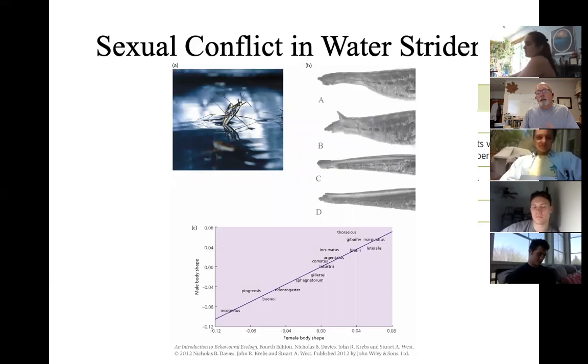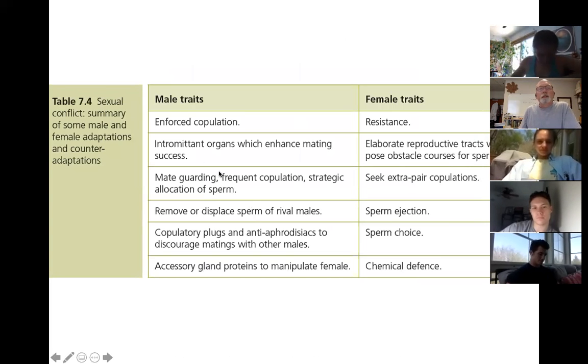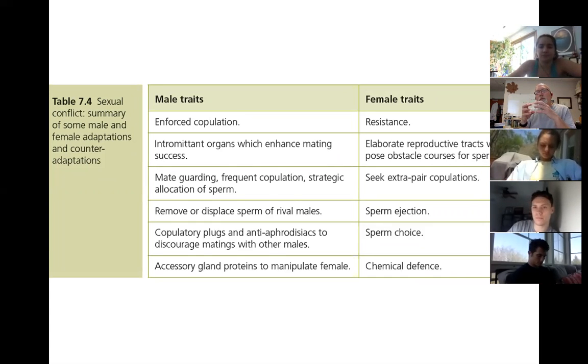How does that apply at the mating phase? Yeah, I'm confused about how this example applies to the things that we were just looking at in that chart. So in this case, it would be intromittent organs that enhance male mating success and elaborate reproductive tracts that pose obstacle courses for male sperm. That can be internally in terms of the evaginations of the reproductive tract like you see in ducks, but it could also have to do with the fitting together of copulatory organs themselves.